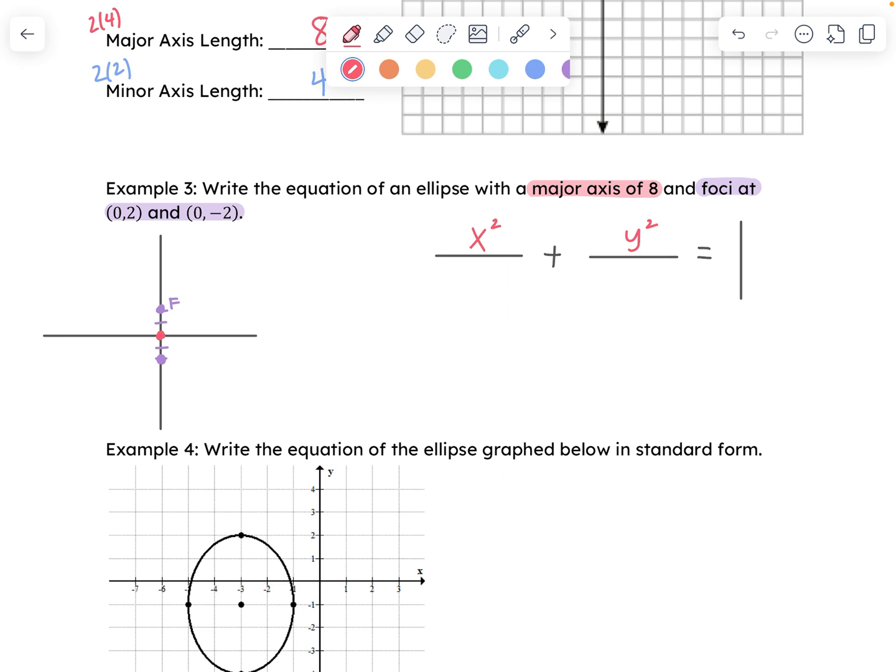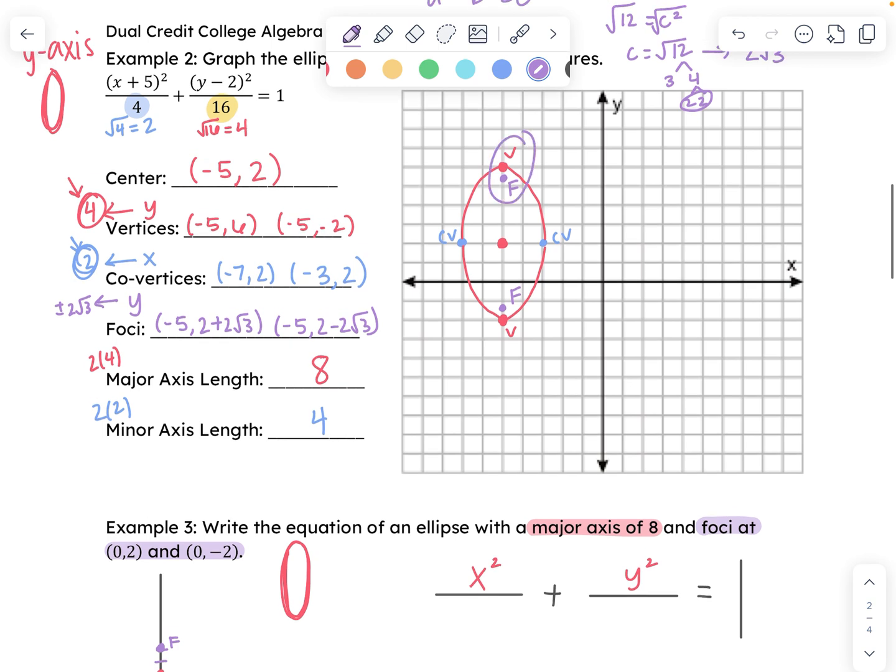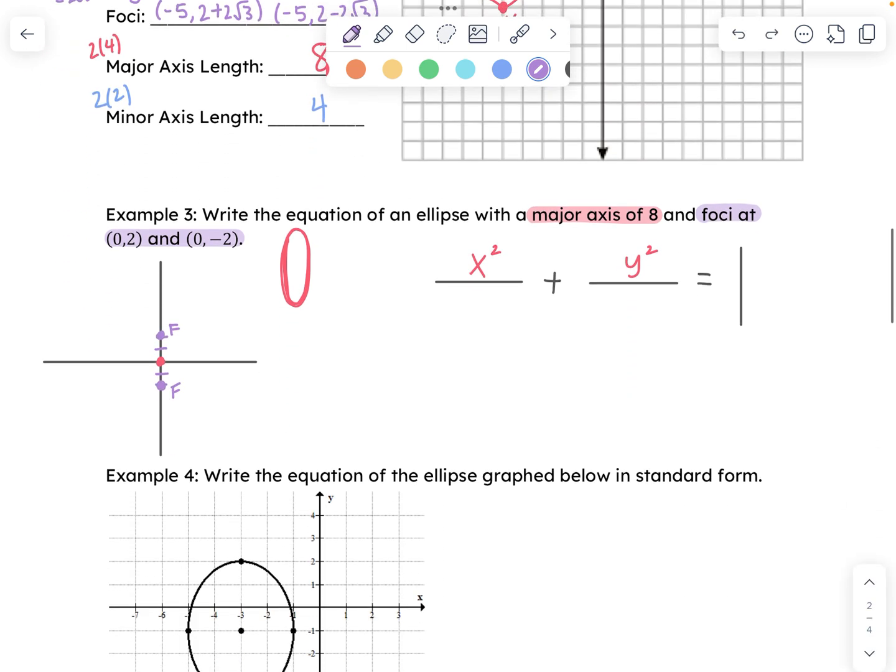This also tells us that we are parallel with the y-axis because the foci are on the major axis. They're always in line with the vertices, right? So I know I'm going up and down. So then my major axis being a length of 8, if I split that in half, I know I'm going to go up 4 and down 4. So 1, 2, 3, 4, there's going to be a vertice. 1, 2, 3, 4, there's going to be another vertice.